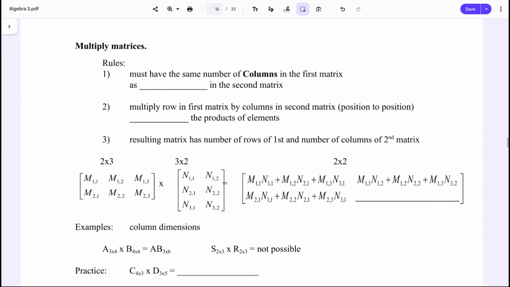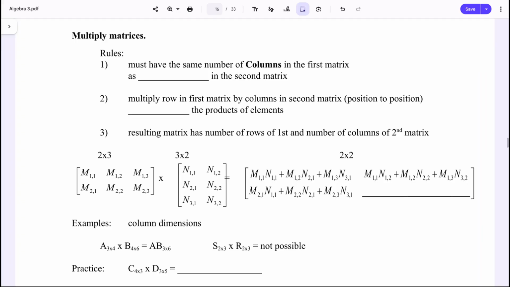All right, so yesterday we talked about how to do some operations with matrices, like adding them, subtracting, doing scalar multiplication. That was just when you took a number times an entire matrix. Now we're going to talk about how to multiply matrices. So this works a little bit differently.